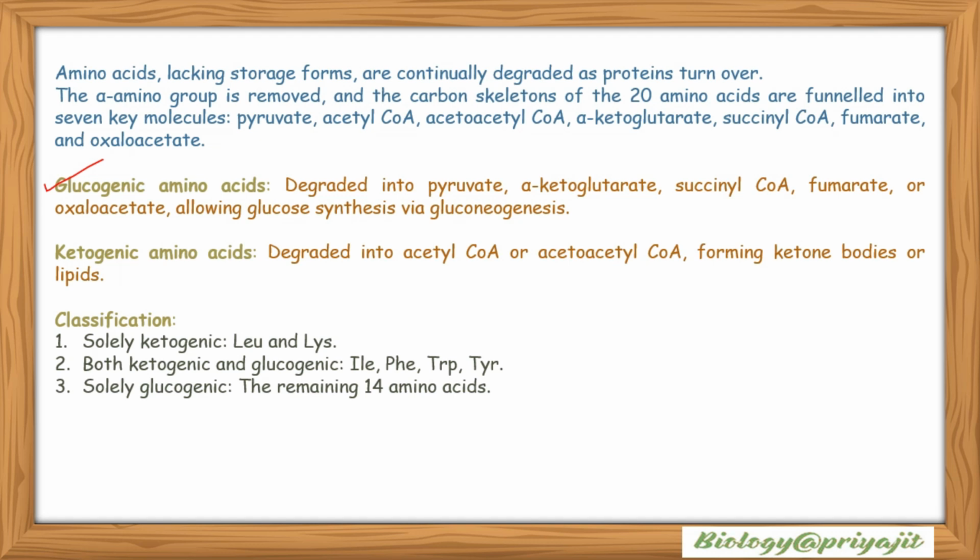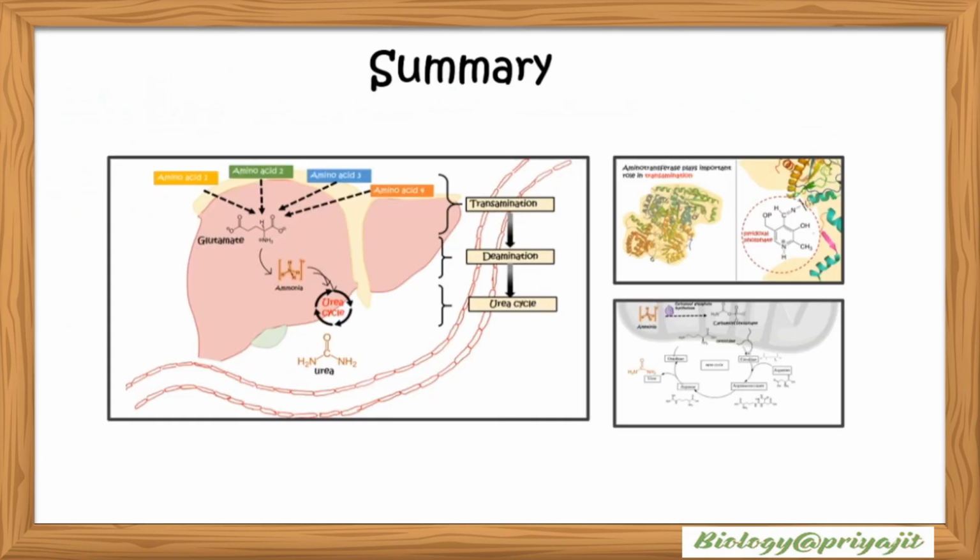Classification: solely ketogenic amino acids are leucine and lysine. Both ketogenic and glucogenic are isoleucine, phenylalanine, tryptophan and tyrosine. Solely glucogenic are the remaining 14 amino acids. So this is the summary of the amino acid catabolism process.